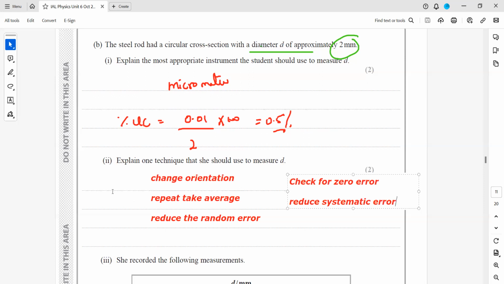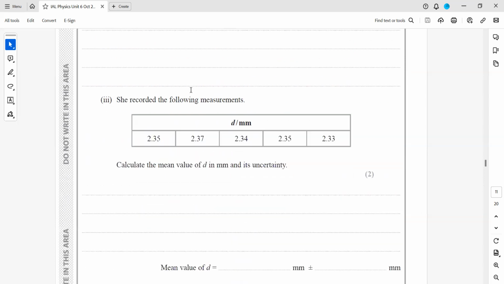So random and systematic errors will be reduced. If an error is there in a system, that will be a systematic error. Like if a zero error is there, that is a systematic error. But if we repeat the experiment, any random error can be reduced.